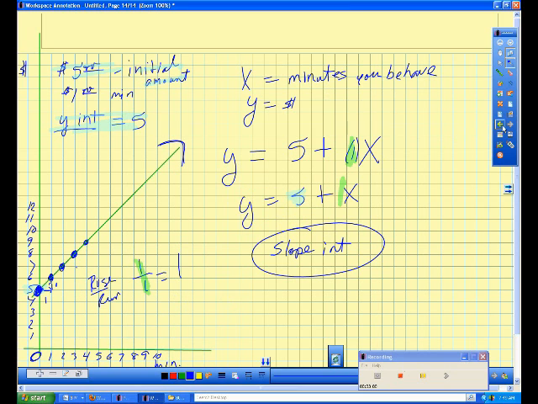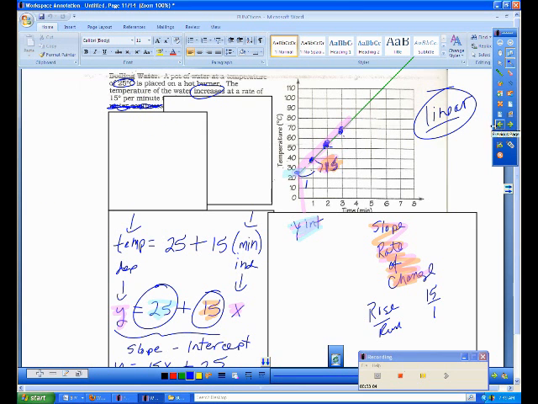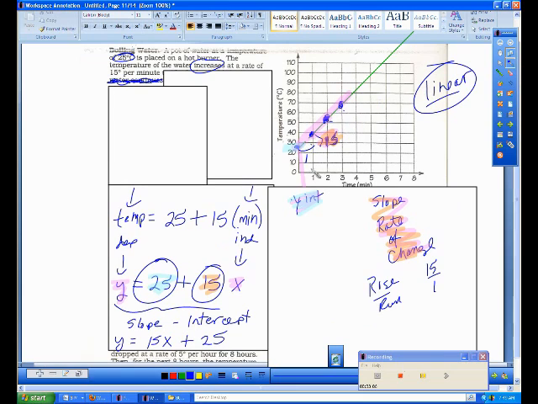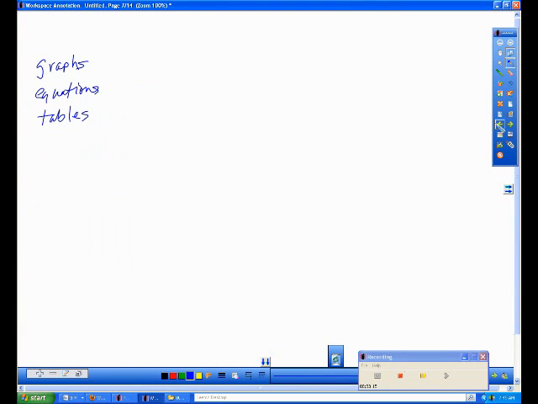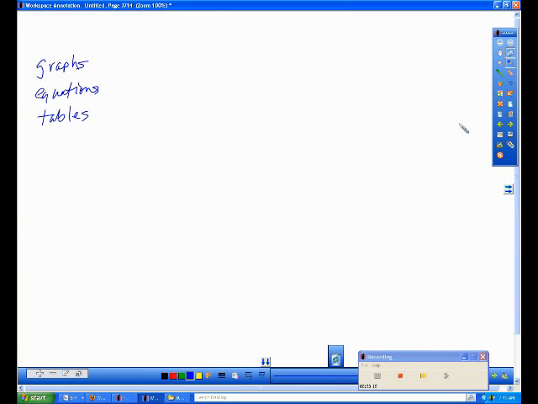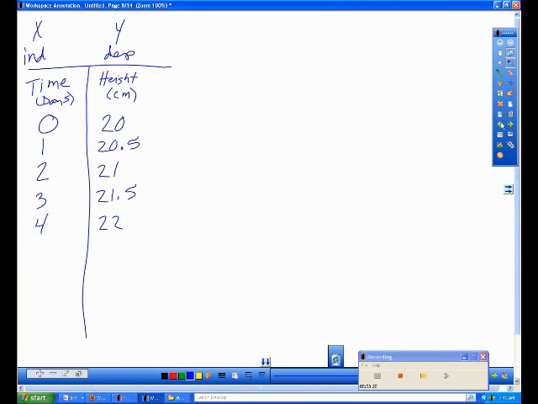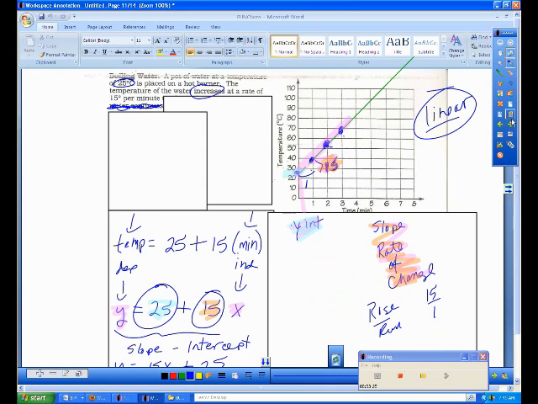So hopefully this helps you to see a little bit of the connection between how you could get an equation from your graph, because it gives you your y-intercept and your slope. You can transfer your data from a situation to a table of values like we just did, to a graph, to an equation with no problem.